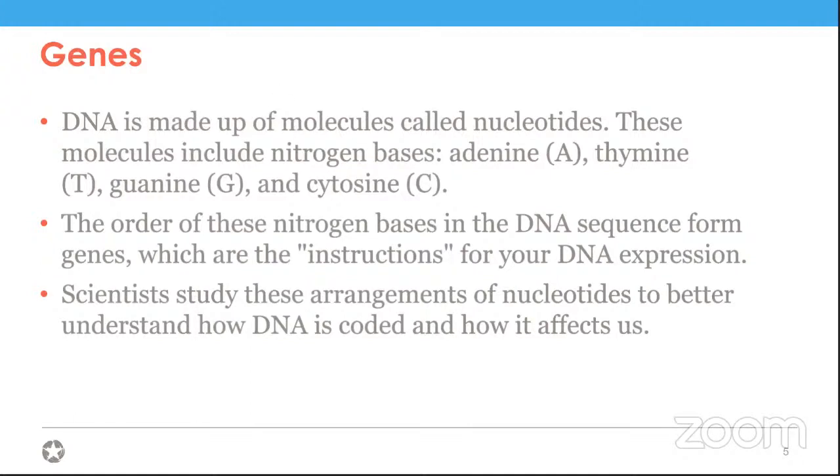DNA is made up of molecules called nucleotides. These molecules include nitrogen bases: adenine, thymine, guanine, and cytosine. The order of these nitrogen bases in the DNA sequence form genes, which are the instructions for your DNA expression. All humans share 99.9% of DNA. However, it is the order of these bases that give us the variation between individual people. These genes are passed on from parent to offspring through their chromosomes. They contain the genetic history of your ancestors, and the variations are how we can determine the relationship between people.